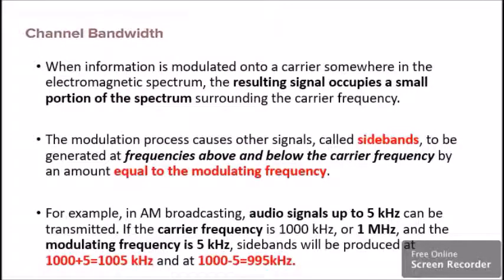Okay, so channel bandwidth. You also have the term called channel bandwidth. They say that when information is modulated into the carrier, diba? We've already talked about modulation. So when information is used to modulate a carrier somewhere in the electromagnetic spectrum, the resulting signal occupies a small portion of the spectrum. So kapag na-modulate na ng ating information yung ating carrier, which is high frequency, meron daw resulting signal, nag-occupy yun ng signal, okay, a small portion of the spectrum.